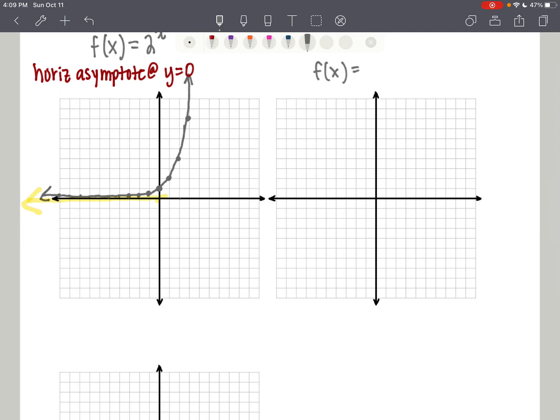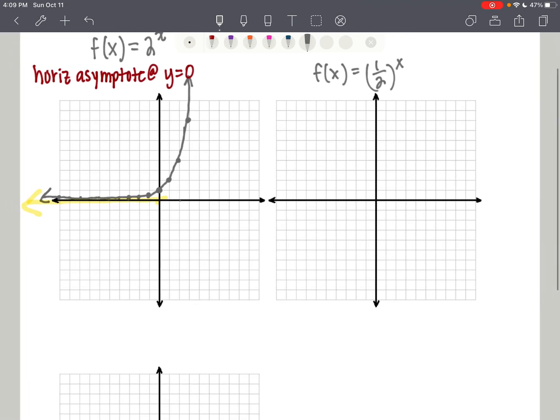f of x equals 1/2 raised to the x power. Well, this time if I put a negative 10 in, I'm going to get 2 to the 10th power, which is 1024. If I put a negative 9 in, I'm going to get 2 to the 9th power, which is 512. So the first value that I can put in from the left-hand side is a negative 3. When I put negative 3 in, I get a positive 8 out. Now I could put in other values, but for this grid, that's the first value I can put in and get out on this grid.